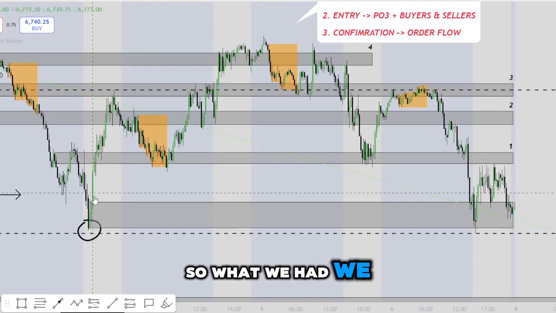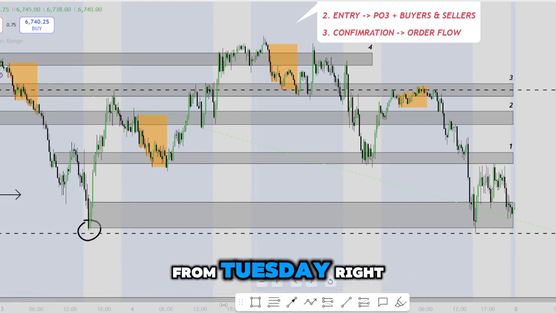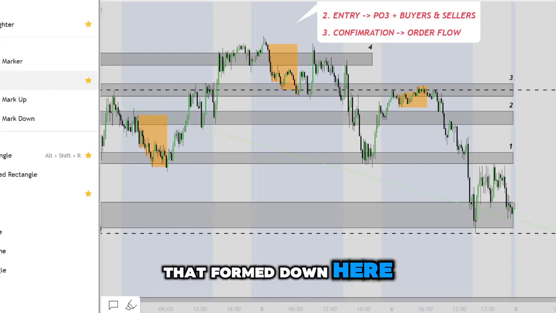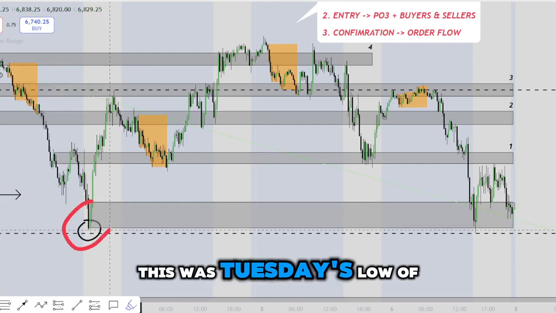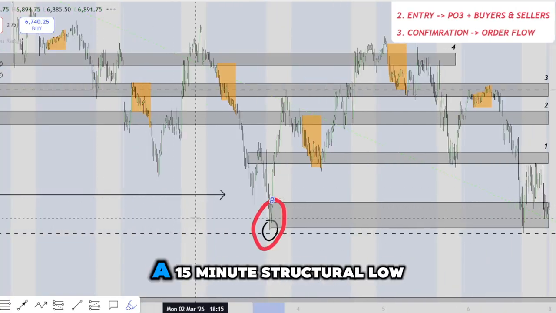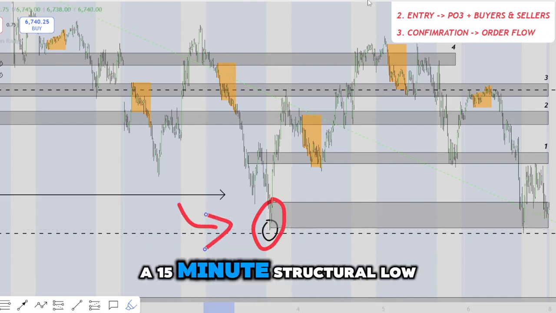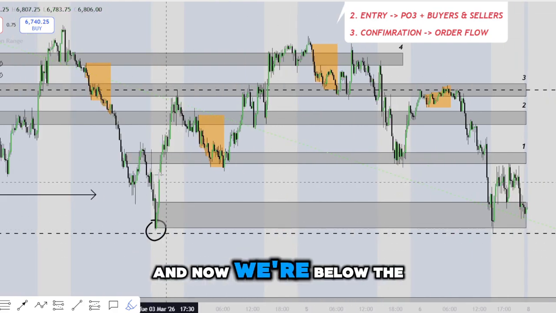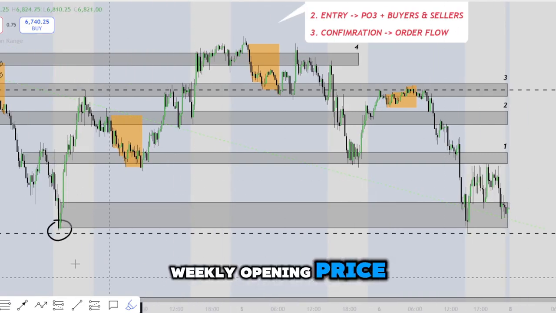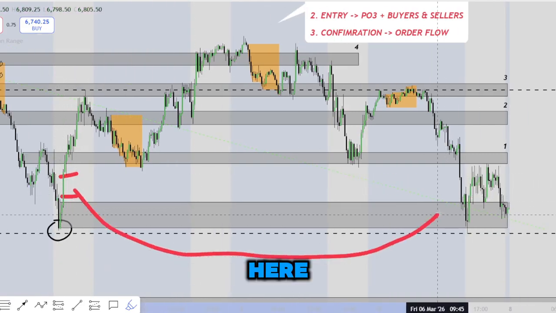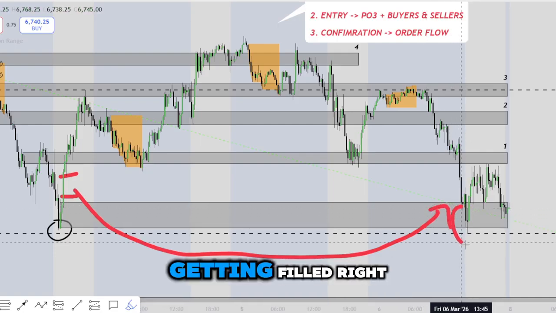So we had a fair value gap from Tuesday. Right, so we had Tuesday's low of the week that formed down here. So let's mark this up. This was Tuesday's low of the week, and we happened to break a 15-minute structural low down here. So we broke a 15-minute structural low, and now we're below the weekly opening price. So we had this fair value gap here, big fair value gap, all the way here. So Friday, we saw that getting filled, right?